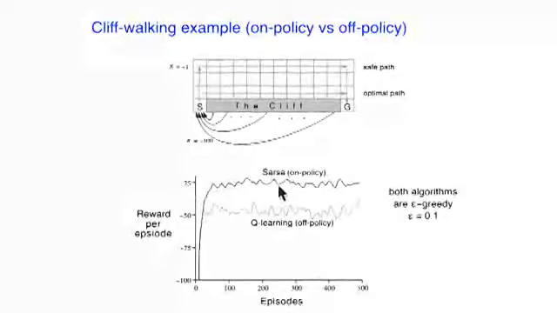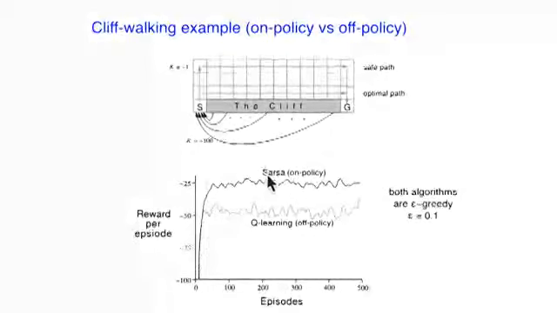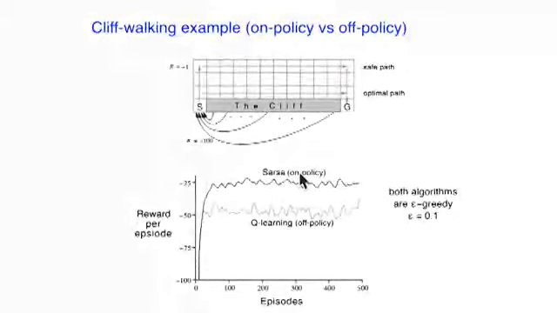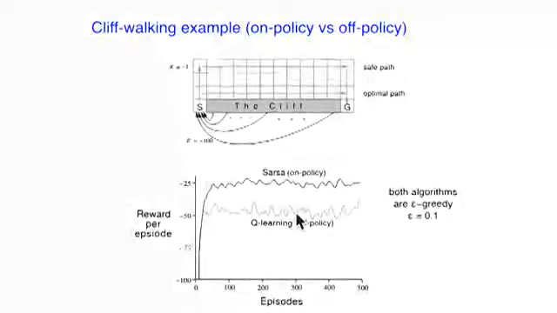And we see that SARSA, the on-policy strategy, this is averaged over smooth, okay? After a while, they both improve, but then SARSA gets more reward per episode than Q-learning does. And the way to understand that is that SARSA learns to go up here. Remember, they're both epsilon greedy, so they both have a 1/10th chance of picking an action at random.